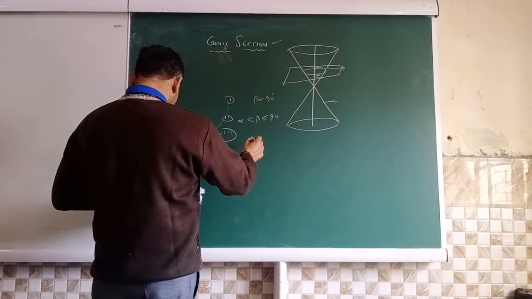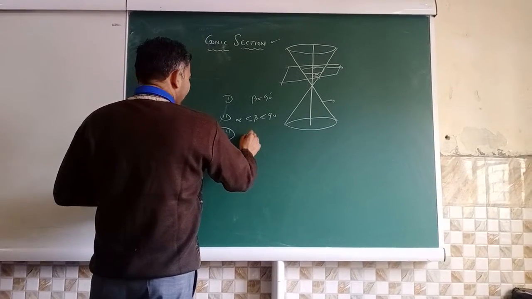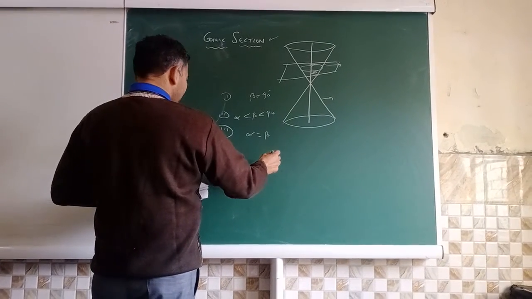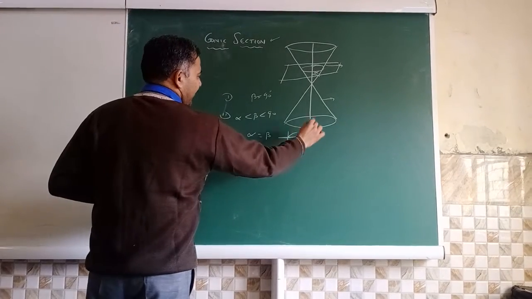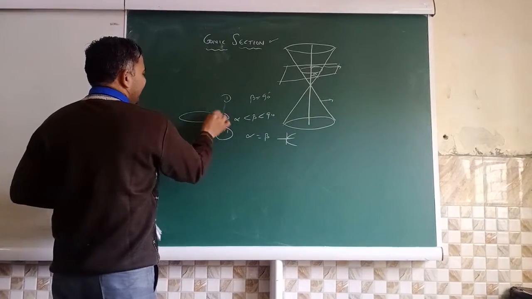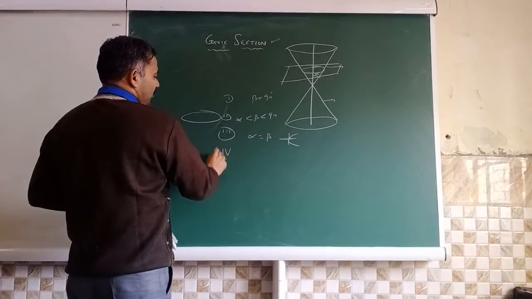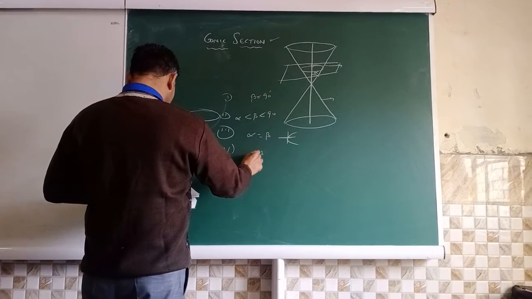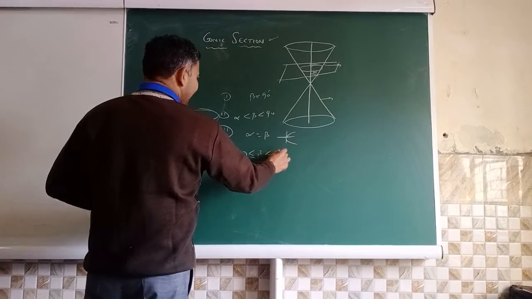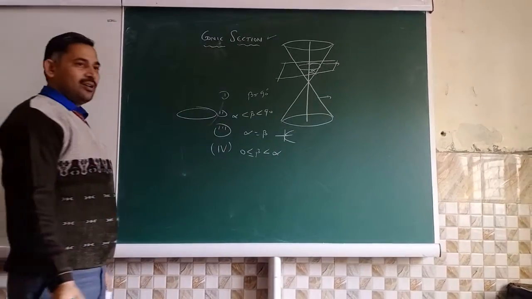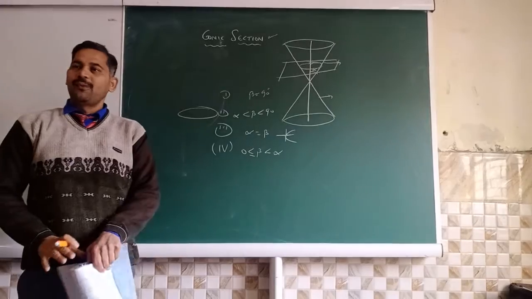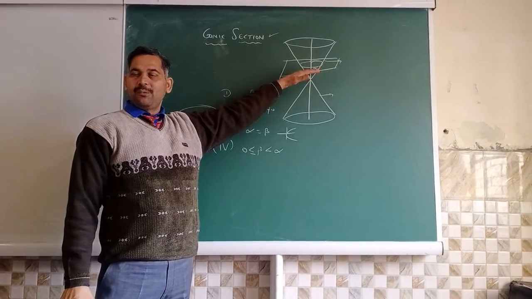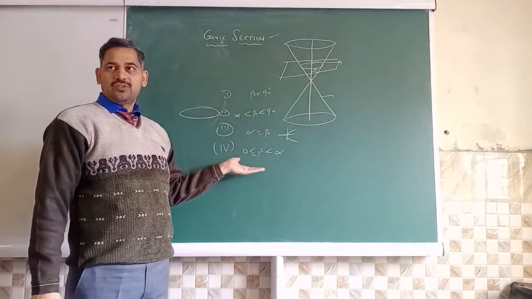Third case, if alpha and beta are both equal, then we get a parabola. This shape is a parabola and this shape is an ellipse. Now the fourth condition, if beta is greater than 0 and less than alpha, then we get a hyperbola. So there are four situations when a plane intersects the upper or lower nappe.